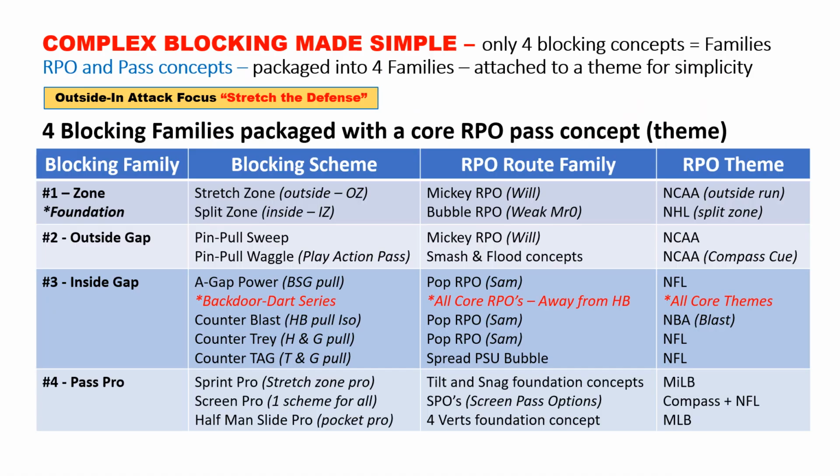All right, how do we first make complex blocking simple? We're going to use only 4 blocking families, and we do an outside-in attack focus so that we stretch the defense. You can see here the blocking family on the left, and then the blocking schemes going outside in to an RPO automatic route family, and then last we use themes for communication. You can see zone is the foundation. Then number 2, we go outside gap, 3 inside gap, and then 4 are pass pro.